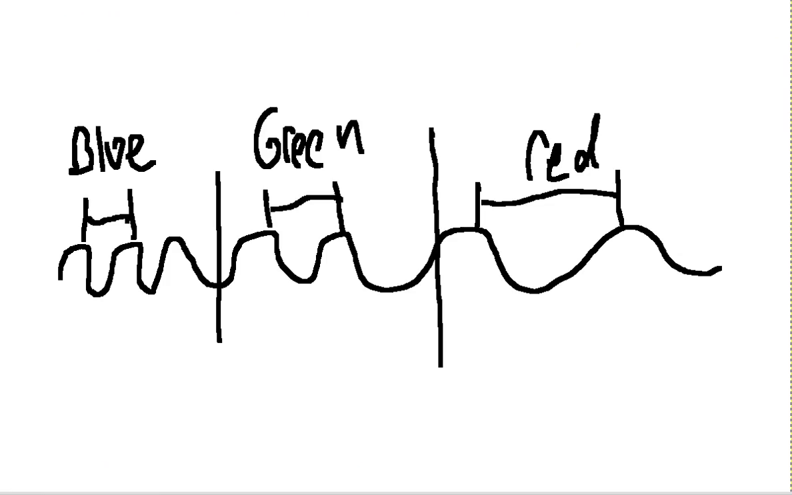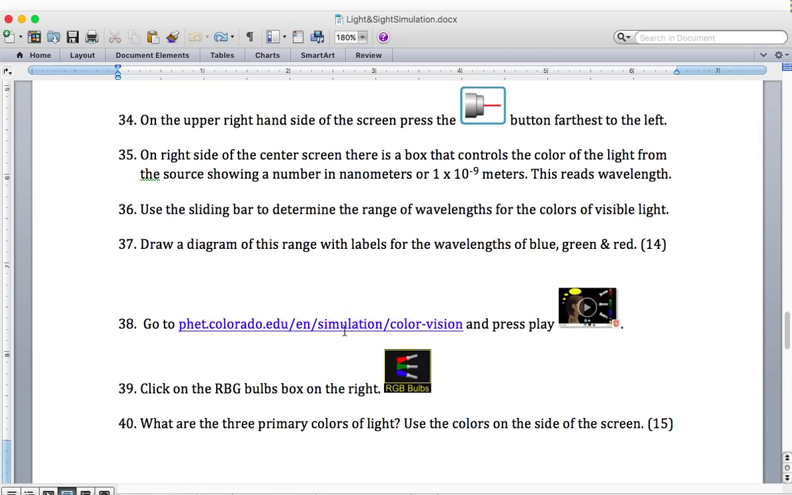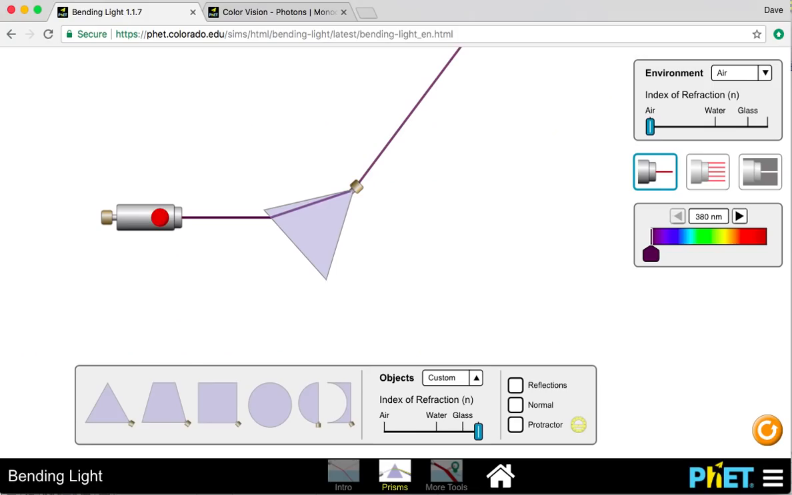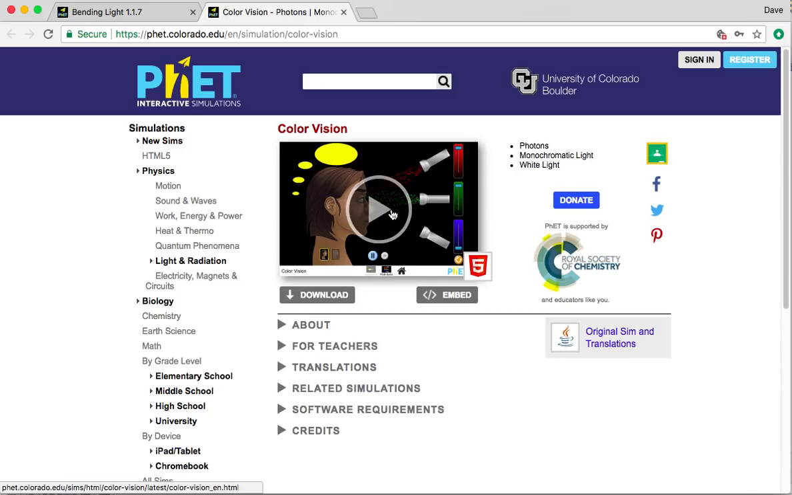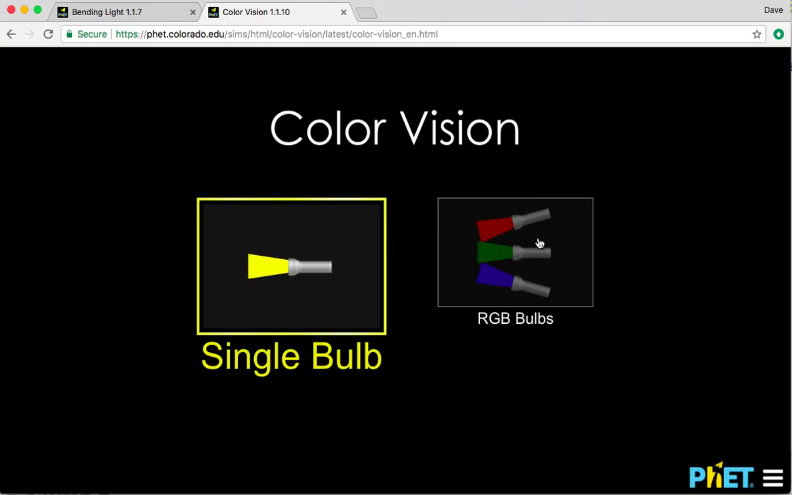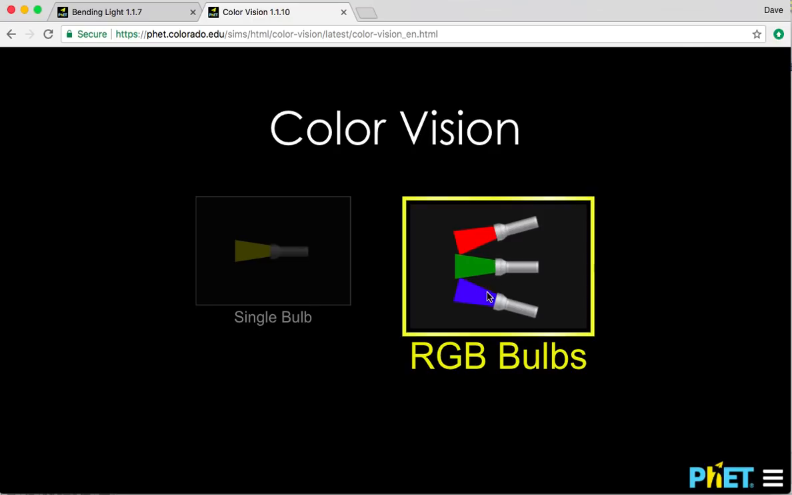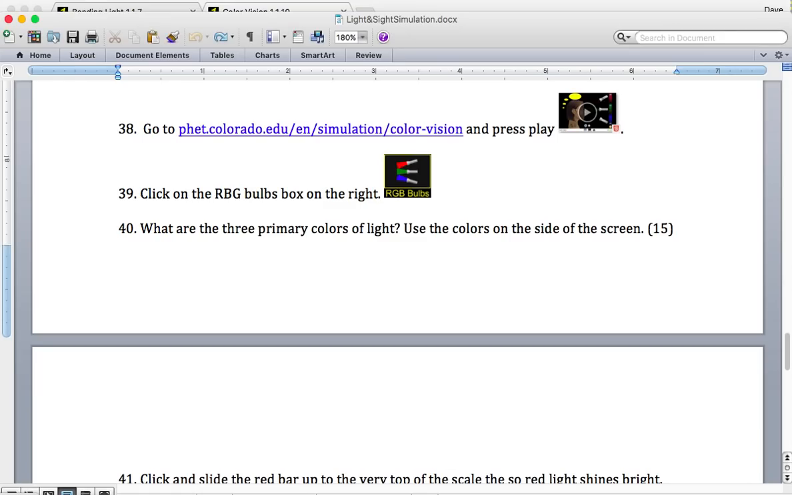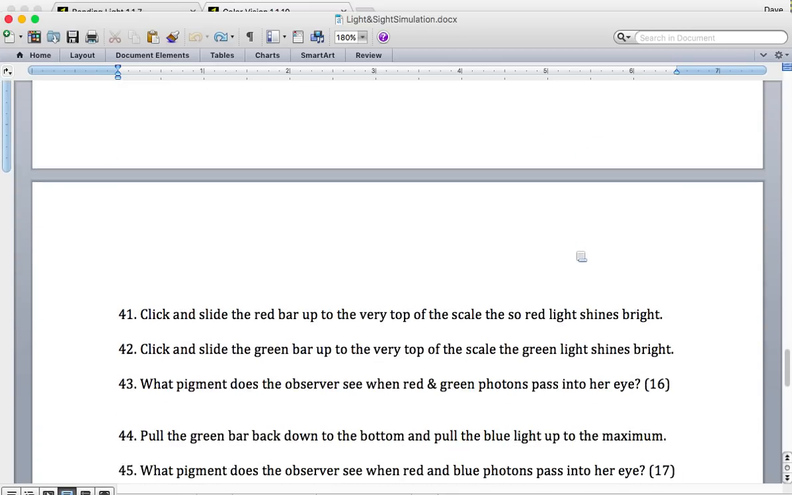Okay, so the last part of the simulation is the easiest. Try to keep it easy at the end here. So we're going to go to this website, click on play, press the RGB bulbs, red, green, and blue, and we have a person here. So we're going to note the three primary colors of light, red, green, and blue. Please don't just write red, green, blue. Write down red, green, and blue are the three primary colors of light, or the three primary colors of light are red, green, and blue.